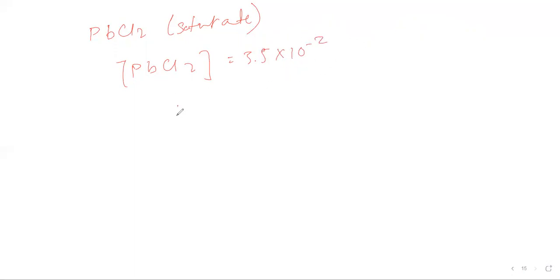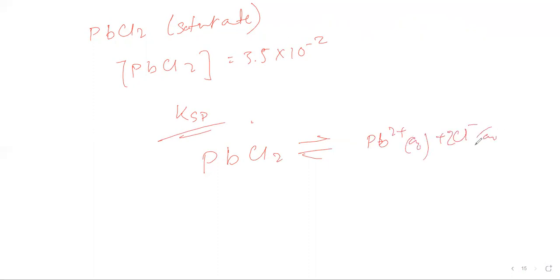Now they're asking us to find the value for KSP. Now, if we write the equation PbCl2, Pb2 plus, Cl minus, balancing the equation, we get something like this, isn't it? Now, the concentration or the solubility value of PbCl2 is given as 3.5 into 10 to the negative 2. Doing molar ratio, we get what?